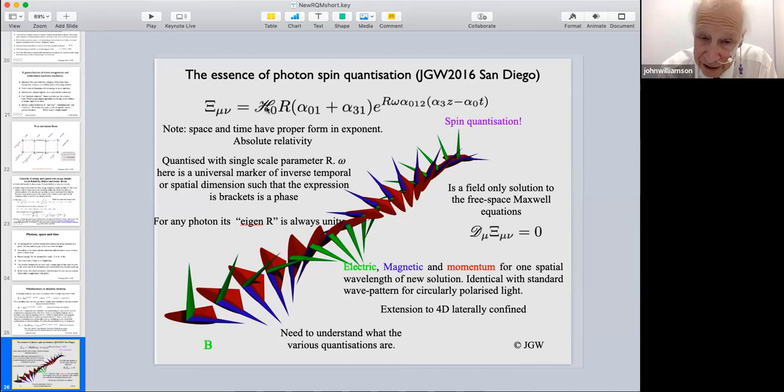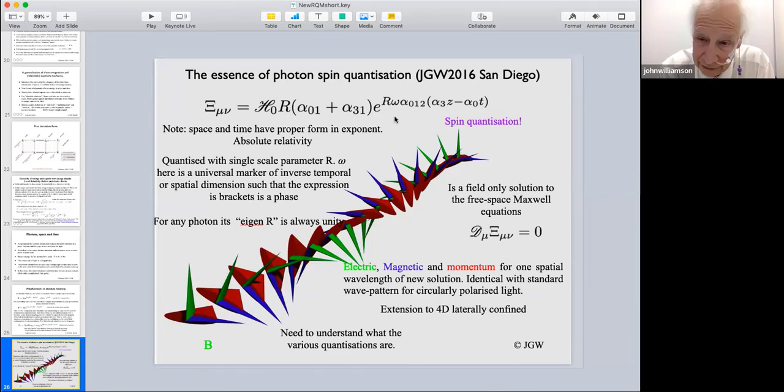For any photon, its eigen R is always unity. This is a field-only solution to the free space Maxwell's equation. So if I take that and I do D of that, I will get zero. Again, a nice sum to do at home. D mu that. Very nice sum to do at home.